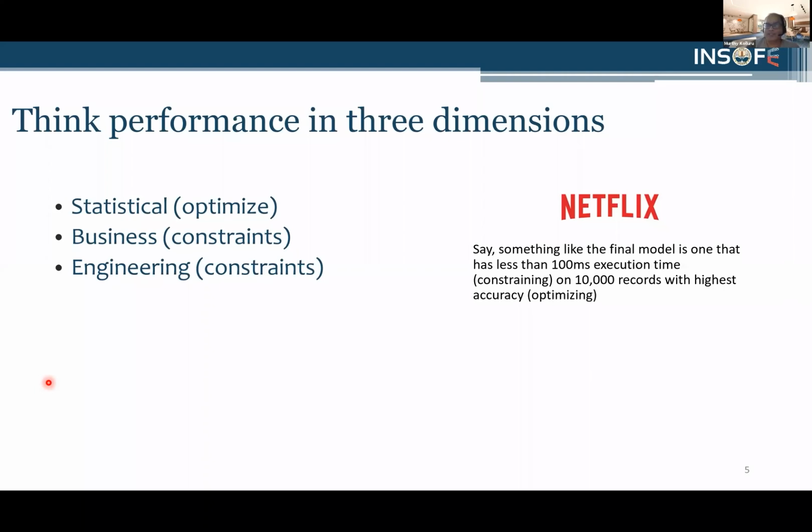Suddenly in 2006, they came up with an announcement which shook the internet. They said, look, I have a recommendation engine. If you can beat my recommendation engine by more than 10% accuracy, I will give you $1 million.